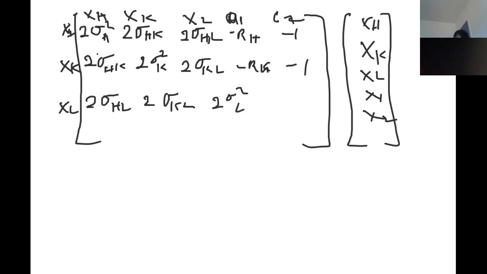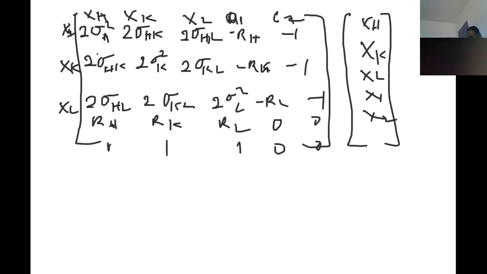minus 1. Now when I come here, I differentiate with respect to lambda. So when I differentiate with respect to lambda, I'm going to have return on H, return on K, return on L. This is 0, because there's no lambda in the other part. And then I'll have 1, 1, 1. Yeah, so 0, 0. So this is the matrix for it.